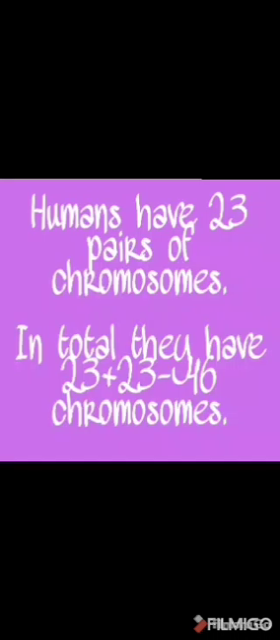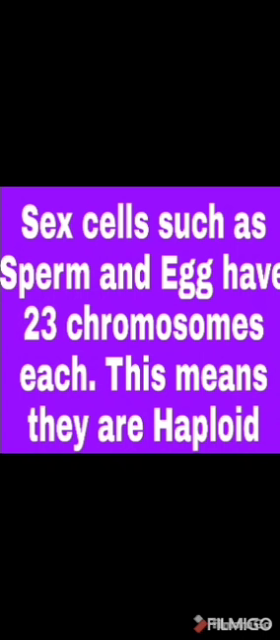Now let's understand some basic terms in order to understand inheritance. First is haploid. Haploid is a quality of a cell or organism having a single set of chromosomes. For example, humans have 23 pairs of chromosomes, meaning in total they have 23 plus 23, that is 46 chromosomes. Now if we consider sperm or egg, they have only a half set of chromosomes, that is 23. That means they are haploid.